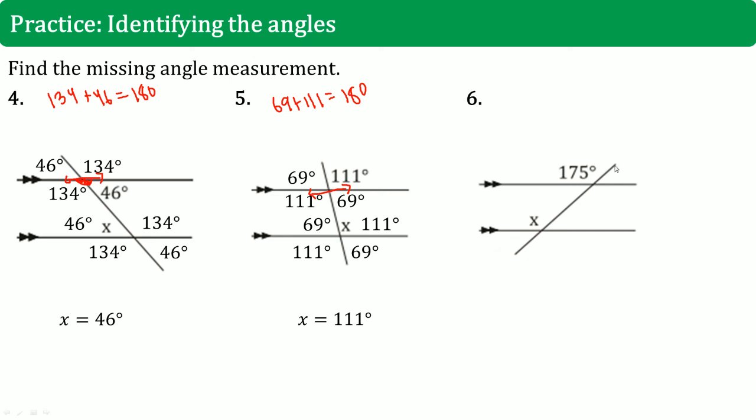Number 6. Linear pair to get the right-hand side here to be 5. Then we do some vertical angles, 175 and 5 here. We do corresponding angles here. This is 175 because it corresponds to the 175 above there. This is angle 5. The bottom left is 5 and the bottom right is 175. X is going to be equal to 175 here.